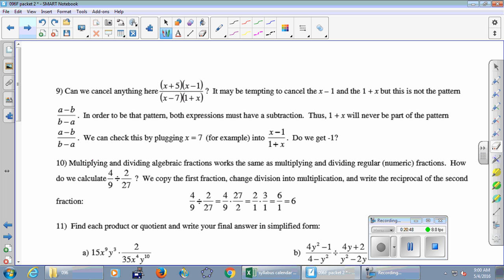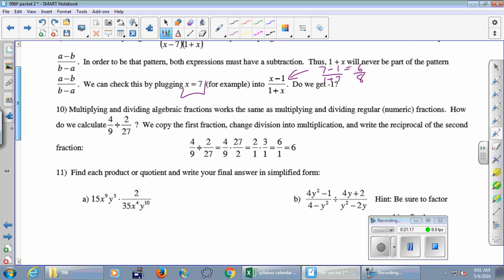And if you don't believe it, here it just says, what if we just pick a number like x equals 7 and plug it in here? If it was going to be our pattern, we should get -1 at the end of the day, right? So when we plug 7 in, what do we get on top? 7 minus 1 upstairs is a 6. Downstairs, 1 plus 7 is an 8. It's not the -1 we were expecting. It's just a kind of random fraction, okay? So we can't do anything there. It's a really particular pattern.